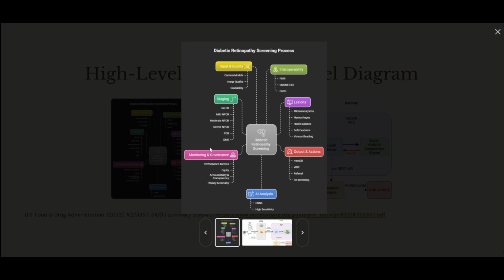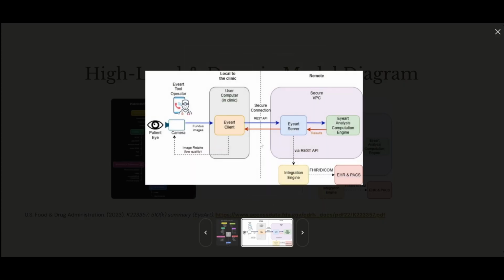In the last domain, monitoring and governance, we cover the performance metrics, equity, accountability, and transparency, along with privacy and security. The second diagram shows a high-level EyeArt architecture.